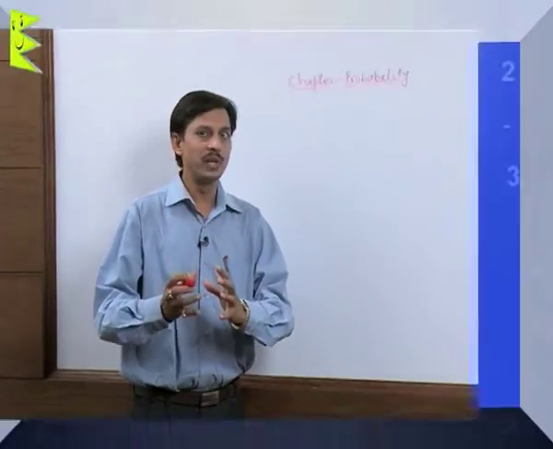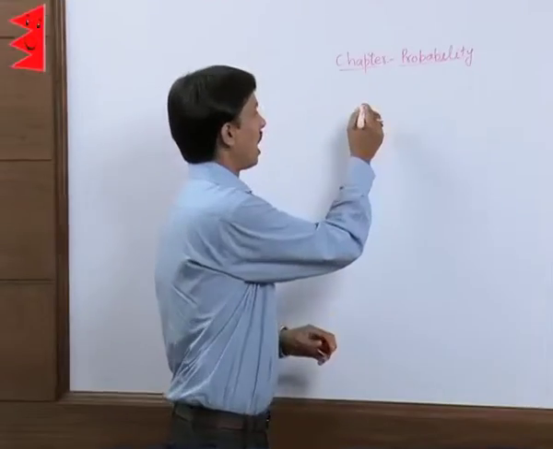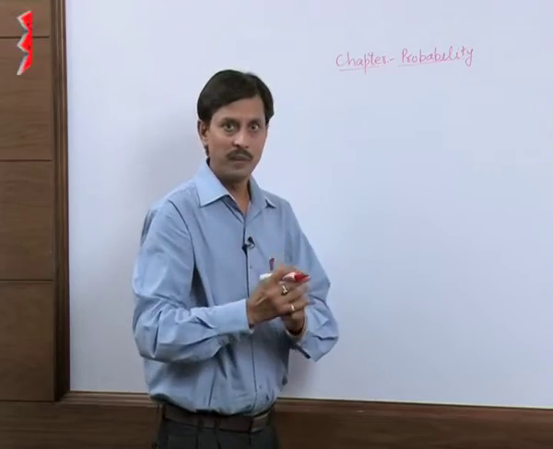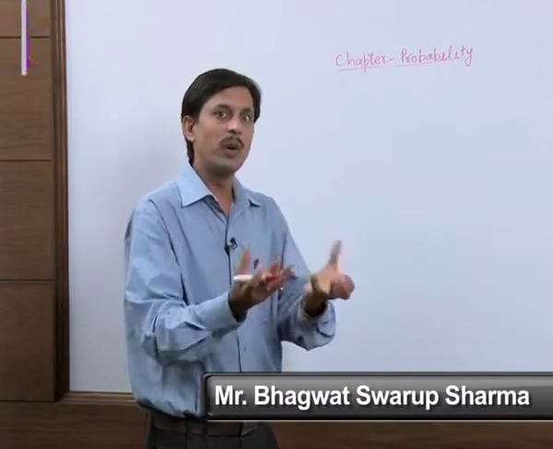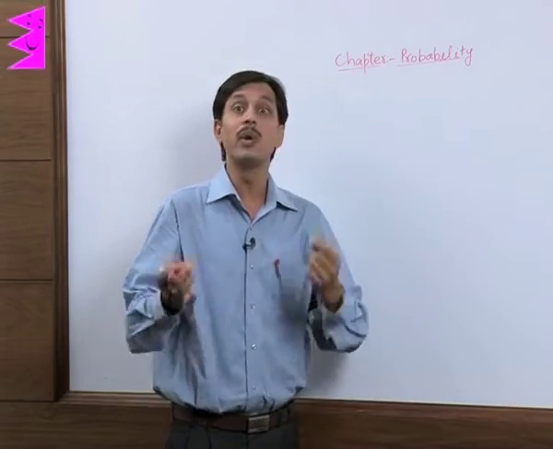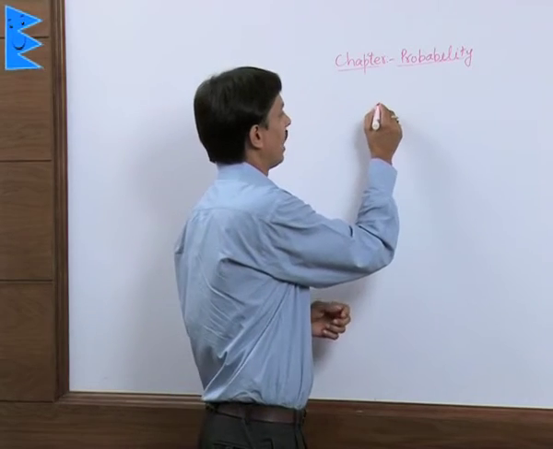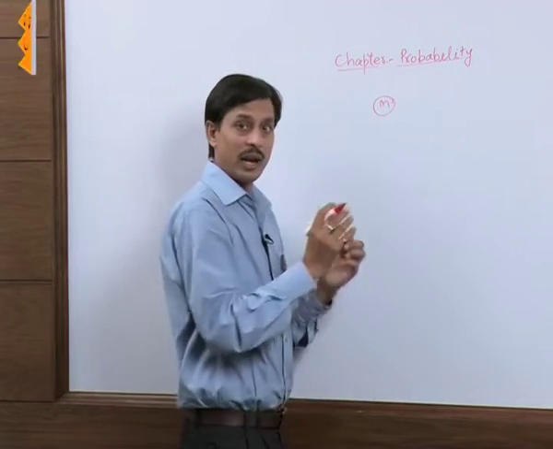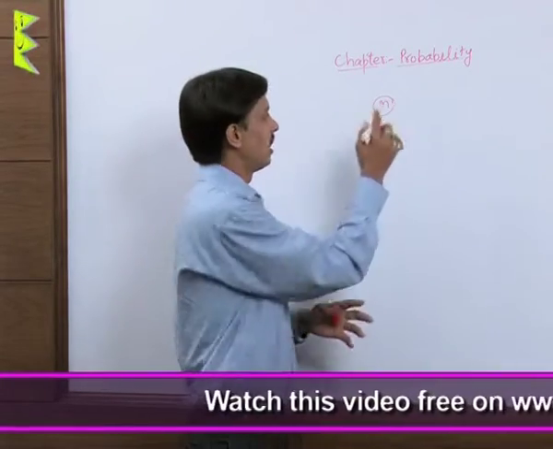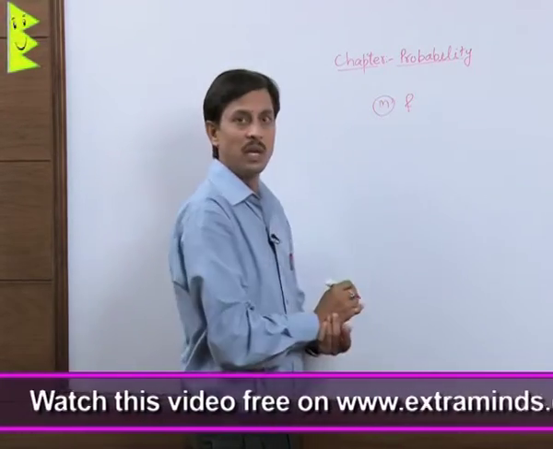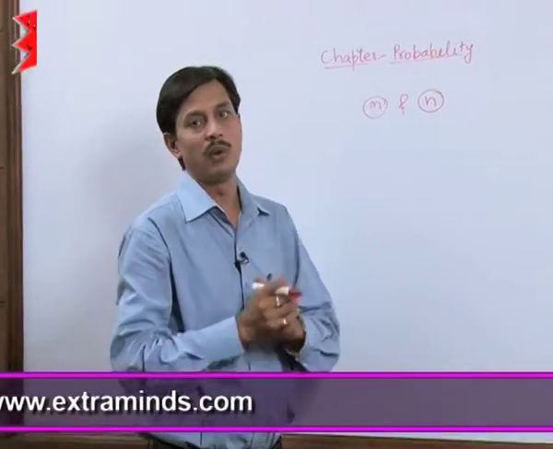Now I will explain how to calculate the probability. Suppose I want to calculate the probability in some situation where m elementary events favor me. Whatever events favor me are known as m. Let us suppose the total number of events which favor me is m, and n is the number of events which don't favor me.